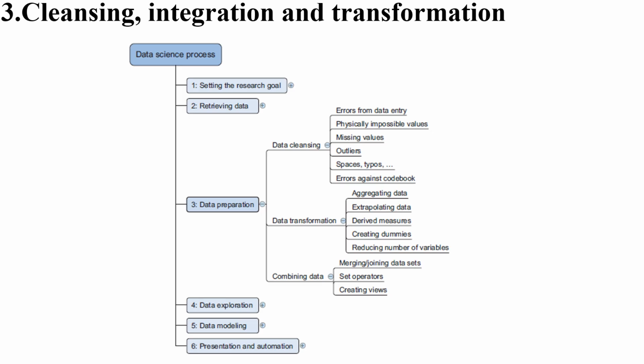And errors against the code book. Suppose you are taking observations of an experiment, and in that experiment the temperature has to be recorded from 0 to 200 degrees Celsius only, but you should not record more than 200. Those are the code book rules, and you should not go against the code book.